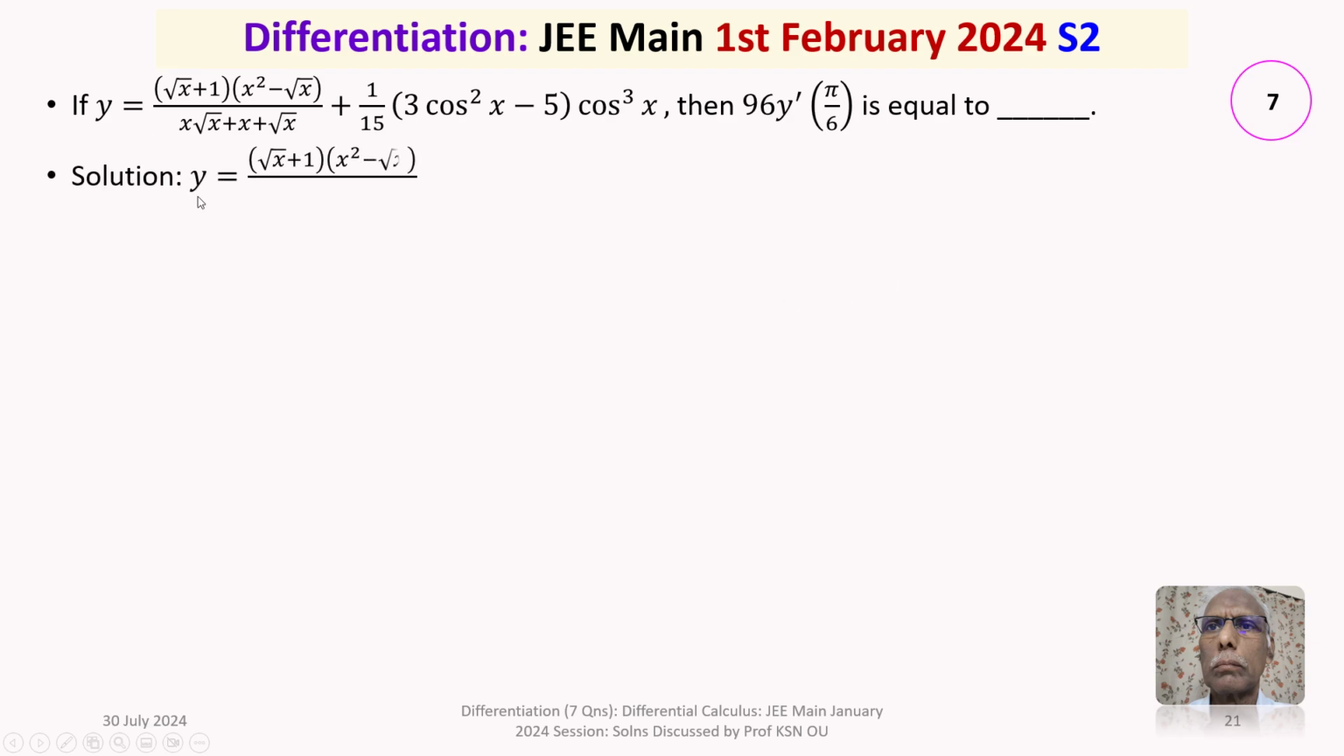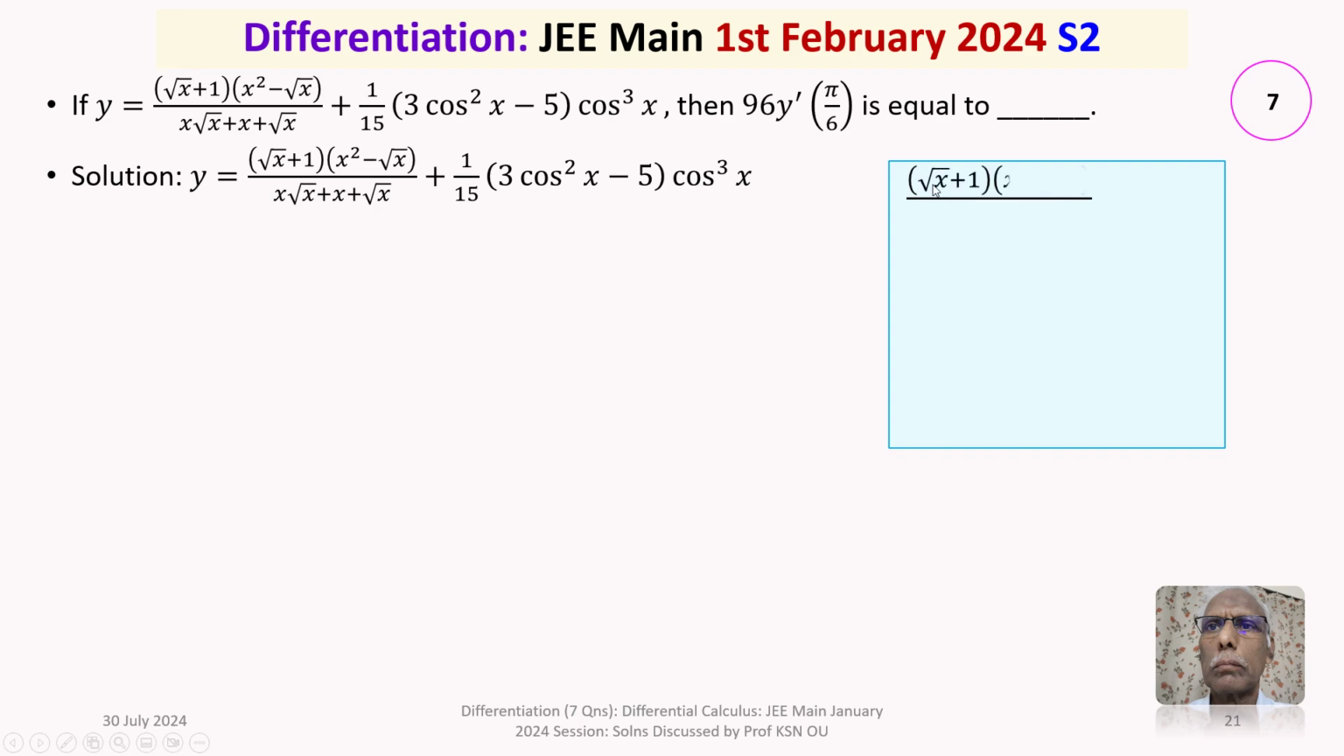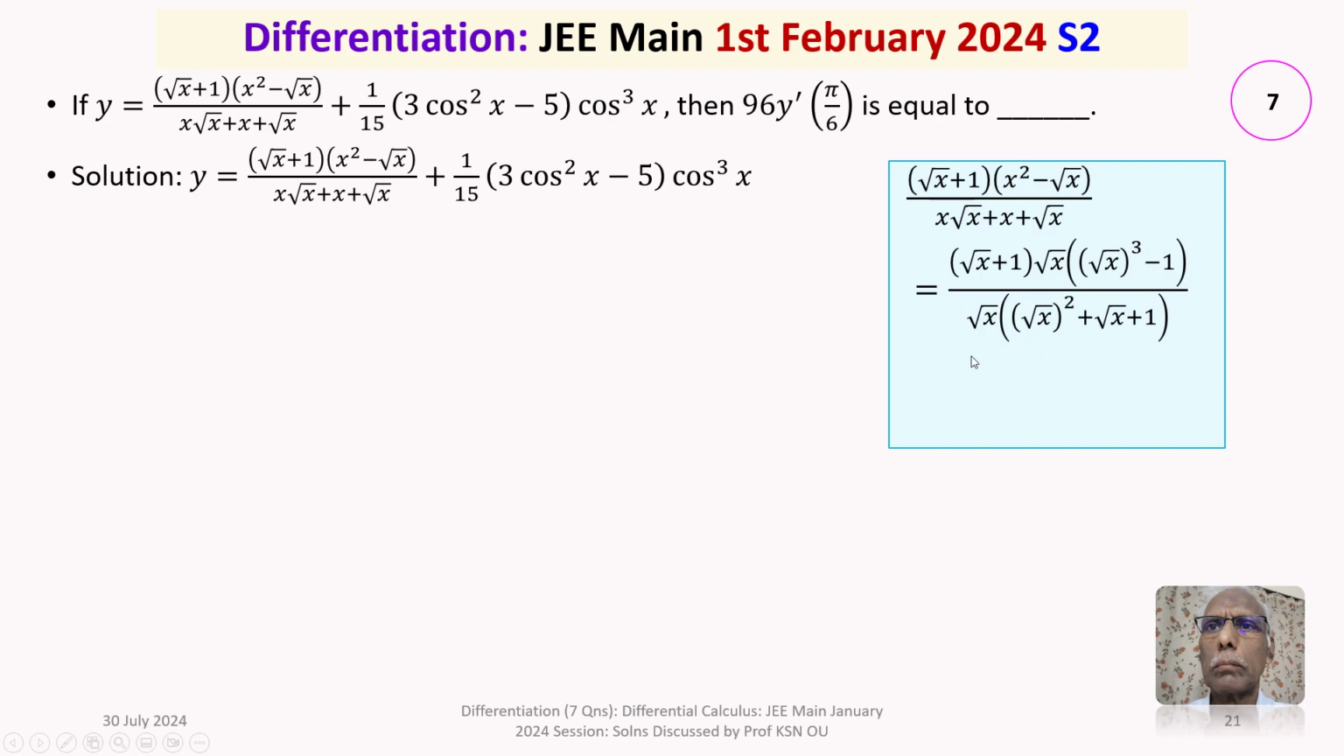Take y, the entire expression. Now we first evaluate this expression, that root x plus 1 into x square minus root x by x root x plus root x. In the denominator, root x is common, and also in the numerator you can take root x common. Thereby root x will cancel. So that will be equal to root x plus 1 into root x into, if you take root x common from x square, there it will remain as x to the power 3 by 2, that is root x whole cube minus 1 by root x.